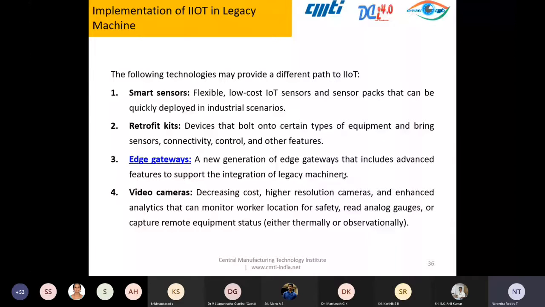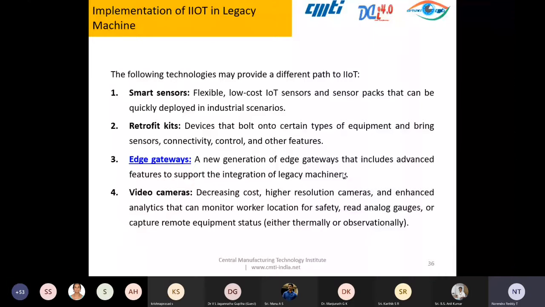And if you have a machine which is capable of giving some information, and that is sufficient for you, then you use some edge gateways. They can convert from one protocol to another protocol and make your legacy machines smart. And if your requirement is just for monitoring, then you add some video cameras so that you can make your machine smart.